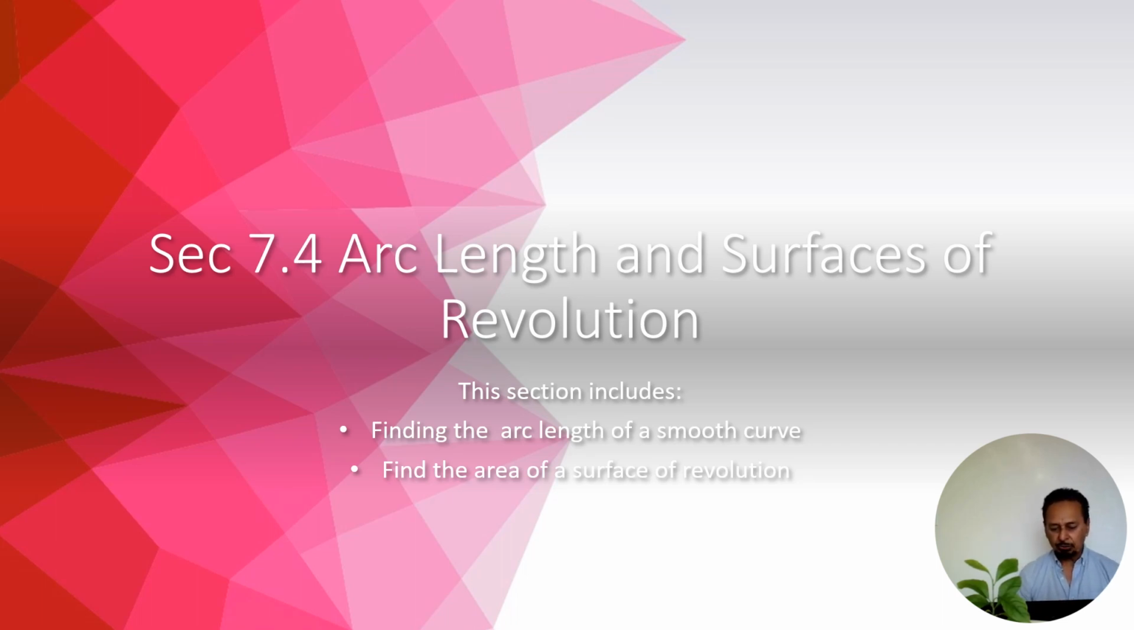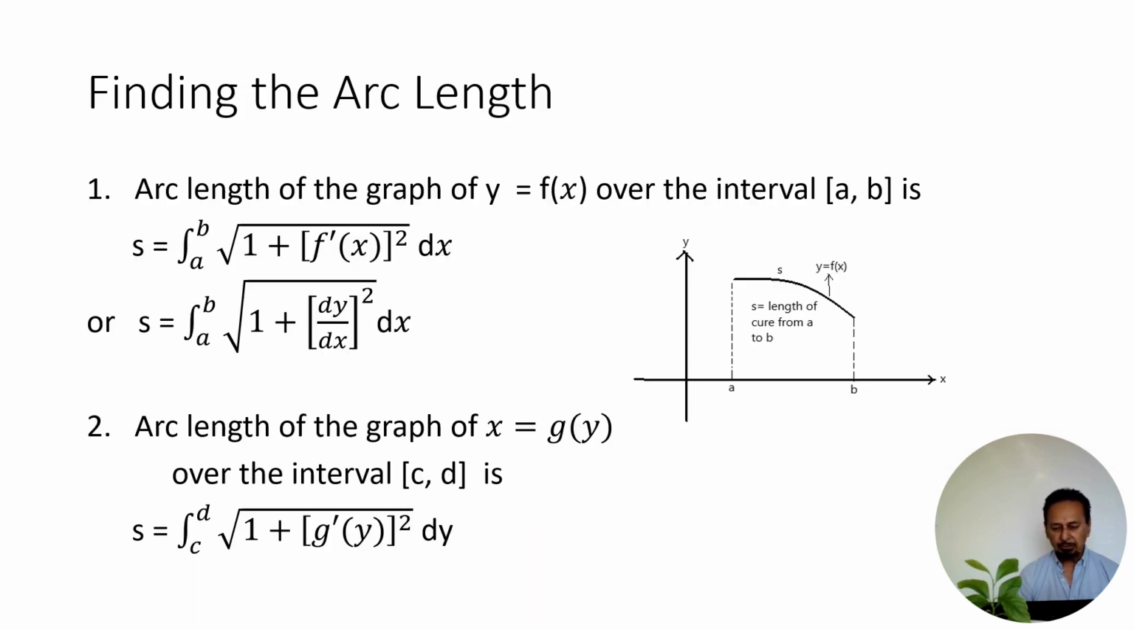This video is about how to find the arc length of a smooth curve and how to find the area of the surface of revolution. Finding the arc length of the graph of y equals f of x over interval [a, b] is given by this formula: integral from a to b, the square root of 1 plus f prime x squared dx.